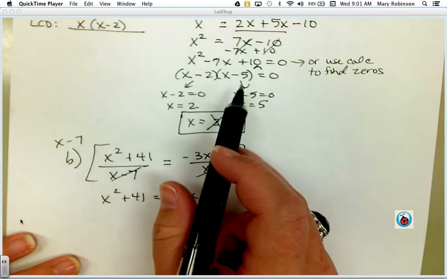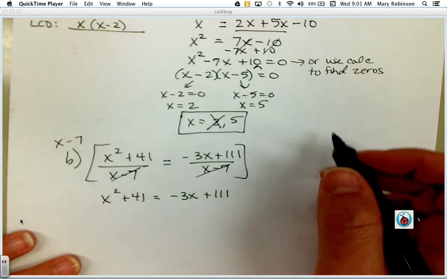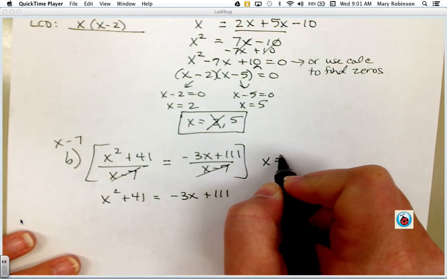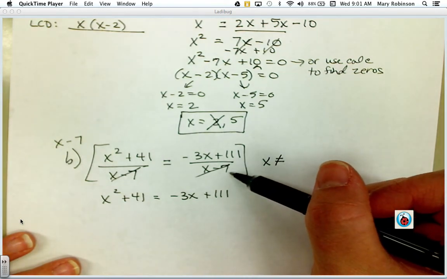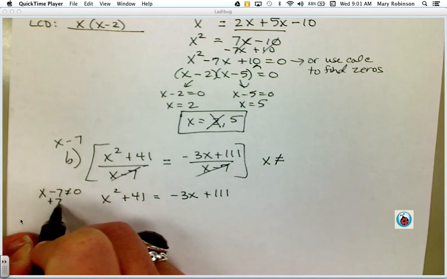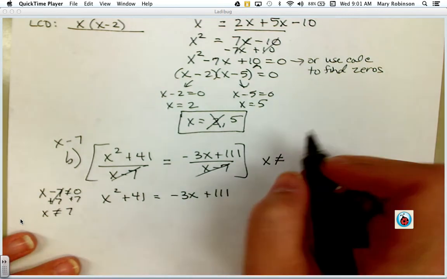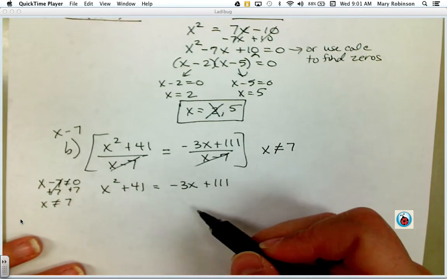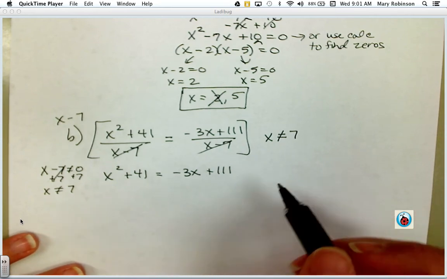So similar to what we did up here, we should recognize that it's quadratic, but beforehand we should go ahead and establish what x cannot equal. So if we were to set x minus 7 equal to 0, so x minus 7 cannot equal 0. We add 7 to both sides. x cannot equal 7. Okay, so we need to make sure when we solve, we don't get an answer of 7. Any other answer we get should be valid.